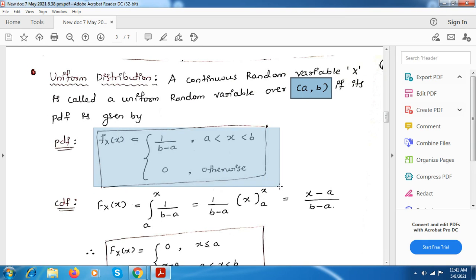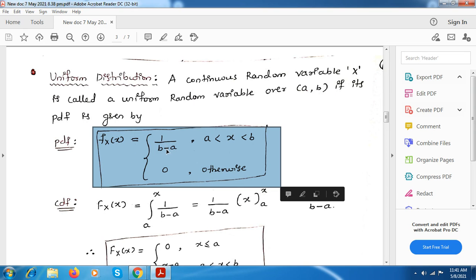Here the PDF of the uniform distribution is f of x is 1 divided by b minus a for the values of x that lie between a and b, and 0 otherwise. This is the PDF for the uniform distribution. Here the period is from a to b, and in the period a to b the value will be 1 divided by b minus a, and otherwise it is 0. So just take down this PDF value of the uniform distribution, that is f x of x is equal to 1 divided by b minus a for the values of x which lie between a and b, and 0 otherwise.